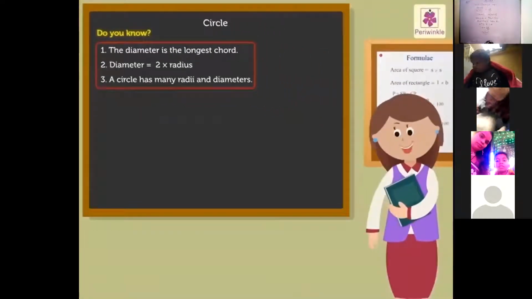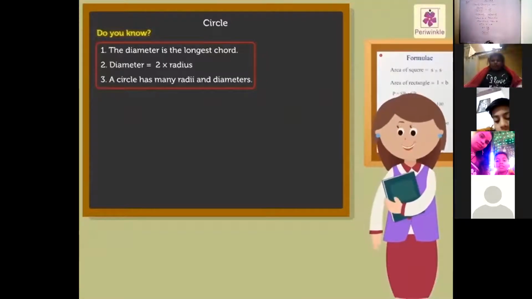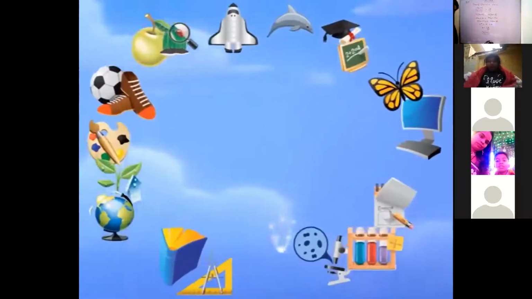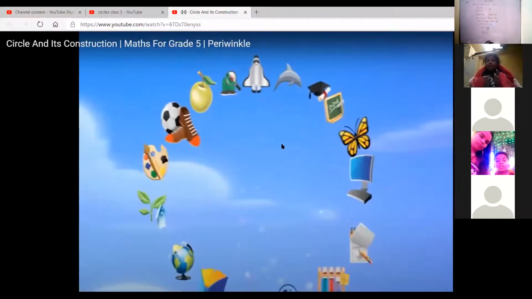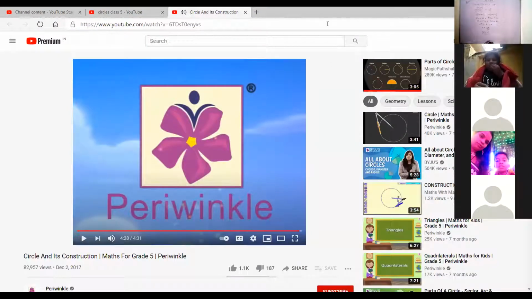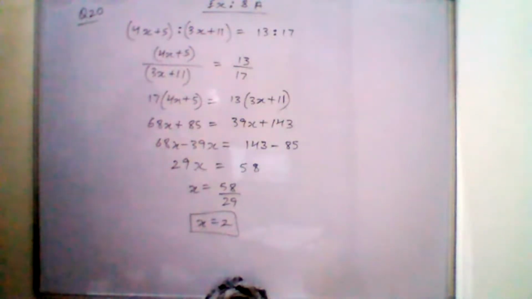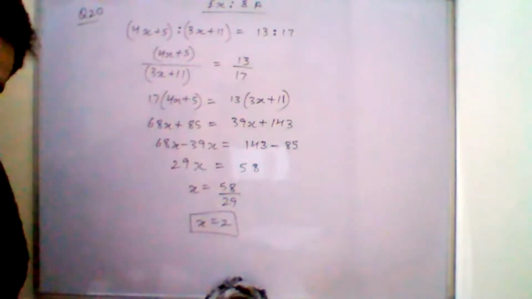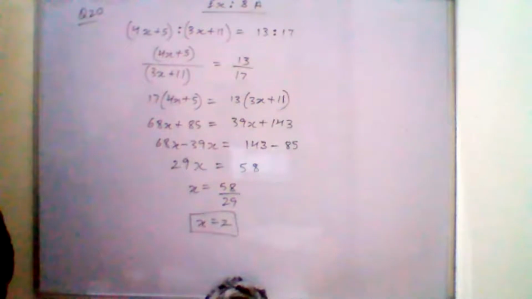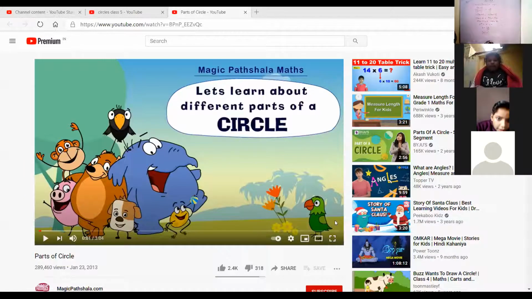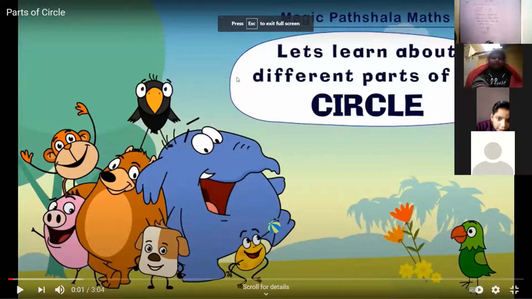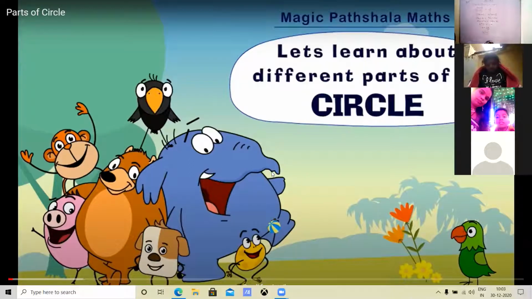Step 1. Set the distance between both the arms as 4.5 centimeters. Step 2. Place the point of the compass on a fixed point. Step 3. Move the pencil arm around to draw the circle. Do you know? 1. The diameter is the longest chord. 2. Diameter is equal to twice the radius. 3. A circle has many radii and diameters. Kids, wasn't it fun learning about the circle? Why don't you try drawing a few on your own?